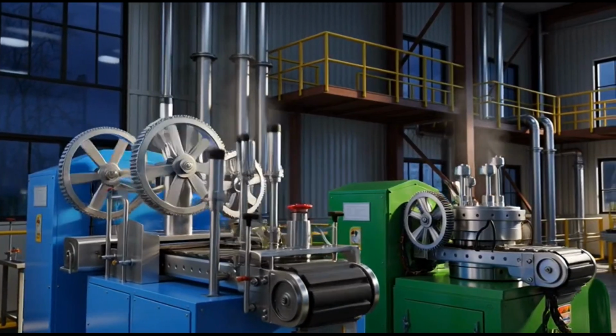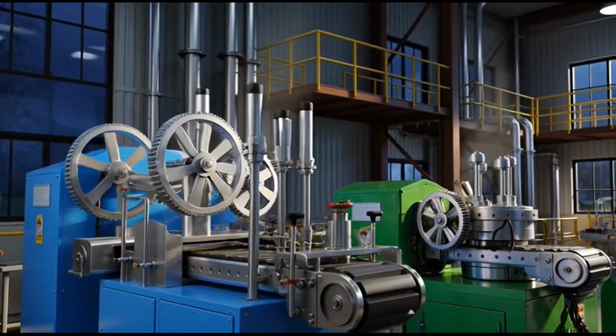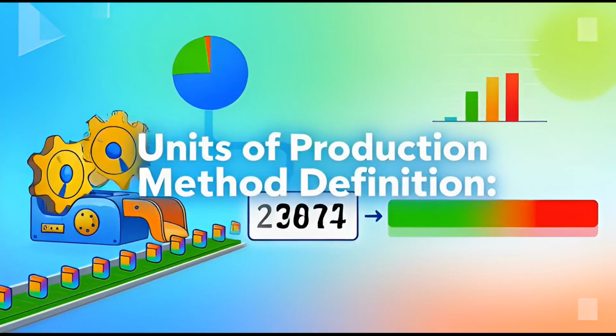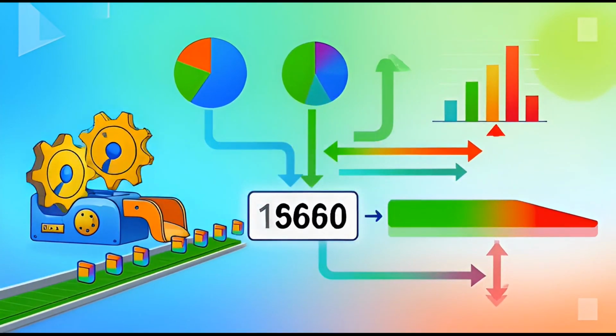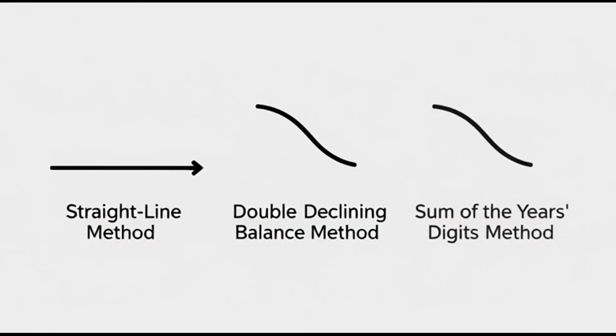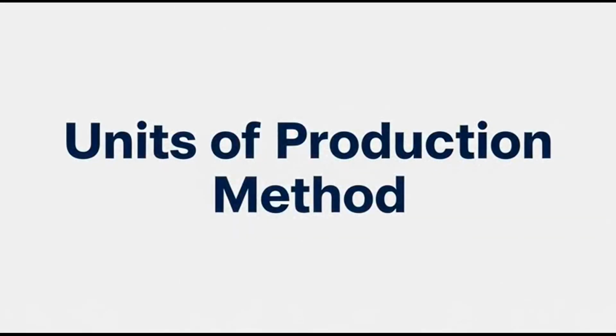What if I told you that two machines with the same cost could have completely different depreciation expenses in the same year? The units of production method calculates depreciation based on how much an asset is actually used, instead of time. In our previous videos, we learned the straight line method, the double declining balance method, and the sum of the year's digits method. But today we're going to learn the fourth depreciation method, called the units of production method.